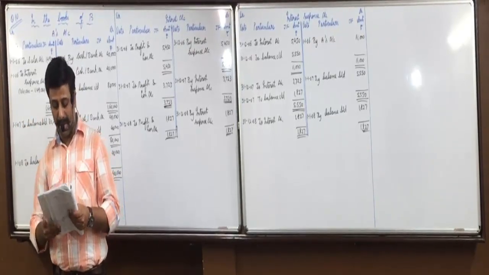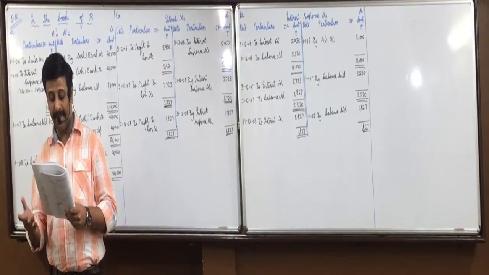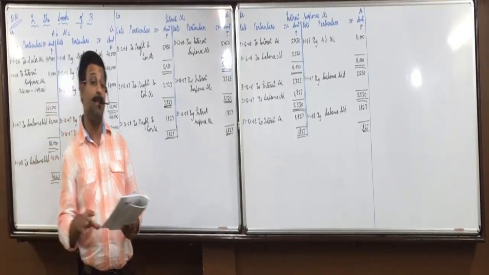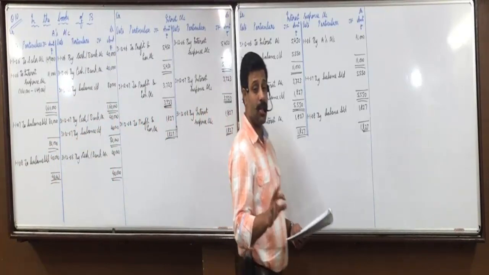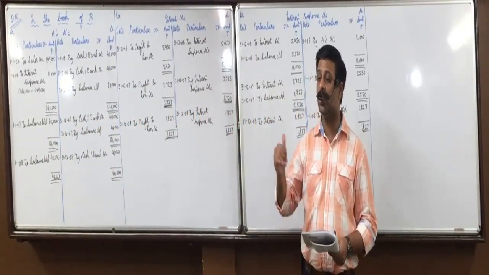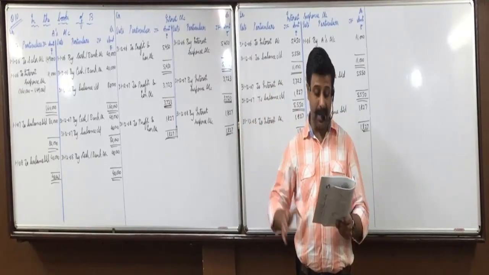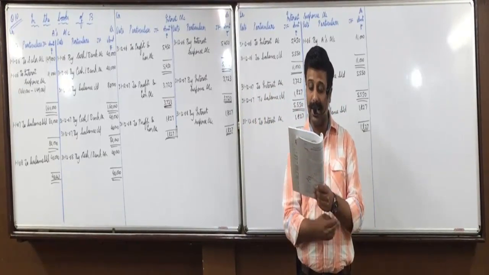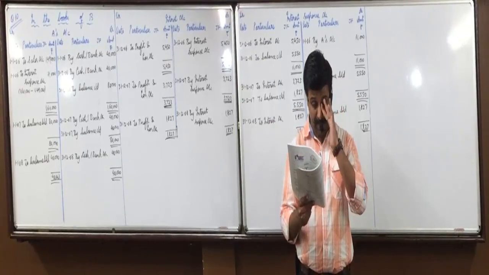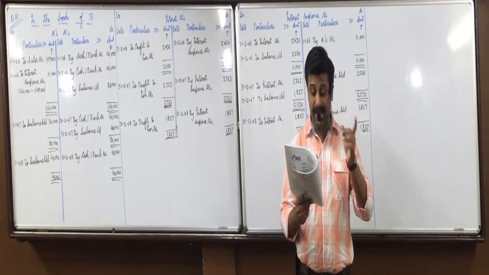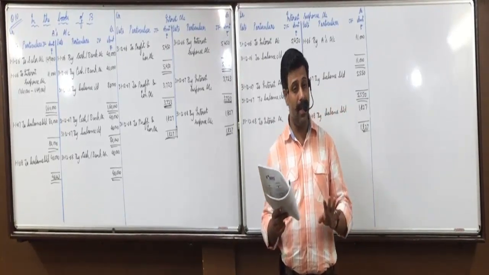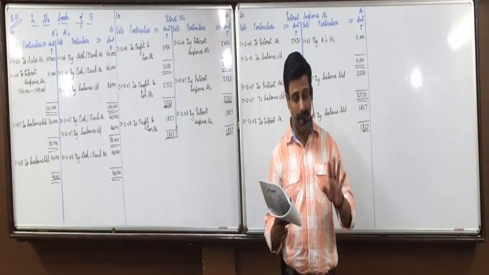Next page, default and repossession. We have seen that repossession is possible only in hire purchase, it is not possible in installment. Because in hire purchase, the ownership is not passed on to the buyer, so the seller can take back the goods anytime. So nothing to underline there from the MCQ point of view. Just remember that repossession is possible only in case of hire purchase. It is not possible in case of installment.